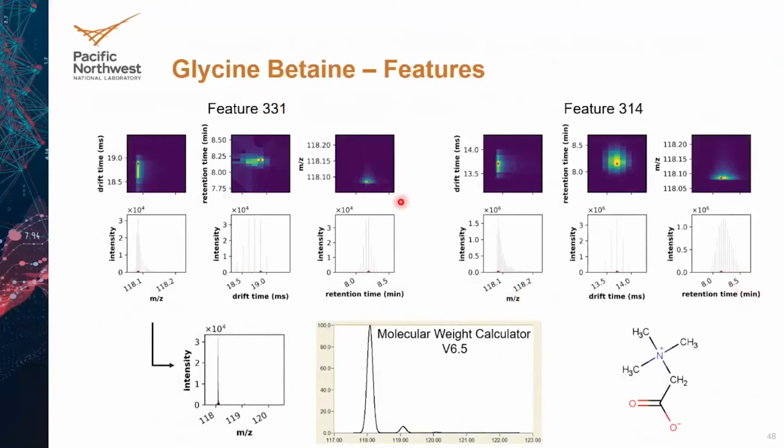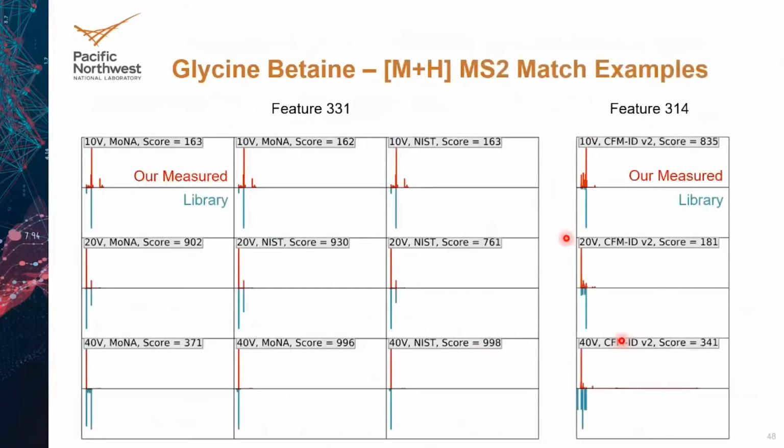So likely what we have here are 2 isomers or isobaric species that happen to have the expected mass of glycine betaine. And so then we move on to tandem mass spectra to try and identify these. Looking at the different spectra that were available through MONA and NIST, you see different degrees of match depending on the collision energy that were used. We had our best matches to these at the higher energies.